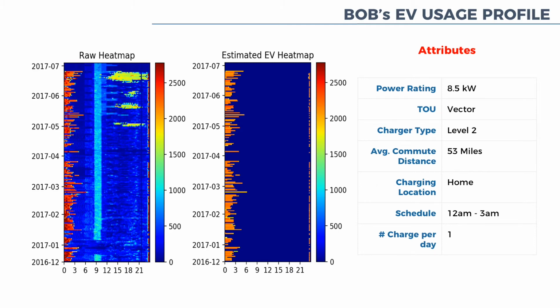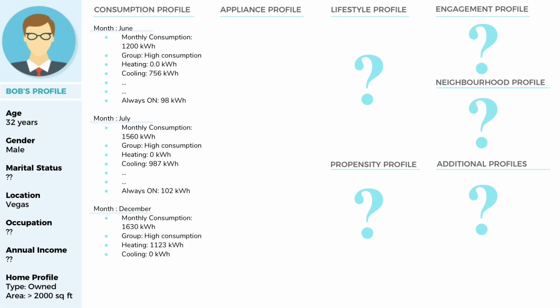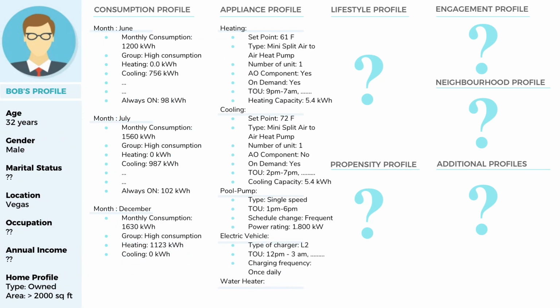Okay, so we talked about a lot of different appliances of Bob. So what we do with this is create his appliance profile. As you can see, all the information regarding heating, cooling, pool pump, EV, and water heater, we get to fill in. And as I have given you enough information on what use cases can be created out of it, it looks like we are going in the right direction. As we fill in the information, we are able to exploit some of the use cases out of it.